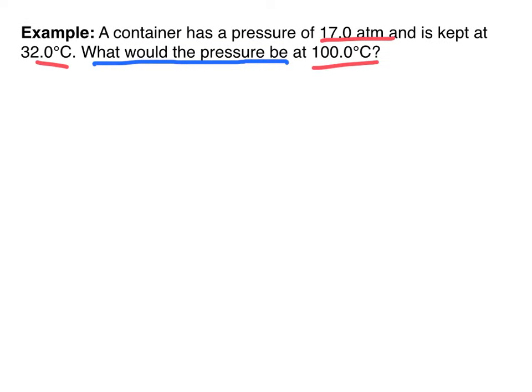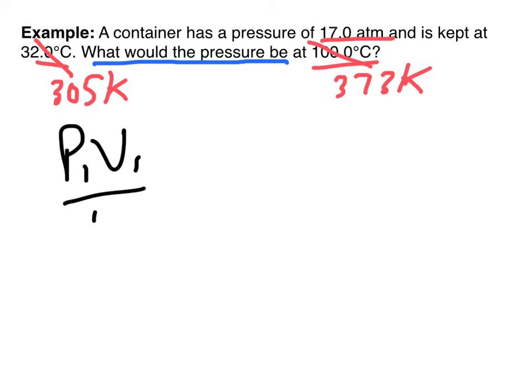What I need to do again, first thing, make sure that I have all of my units correct for temperature. 32 degrees Celsius, that's not going to work. That needs to be 305 K. 100 degrees Celsius, that's not going to work. It needs to be 373 K. Now I write out my equation. P1 times V1 over T1 equals P2 V2 over T2.